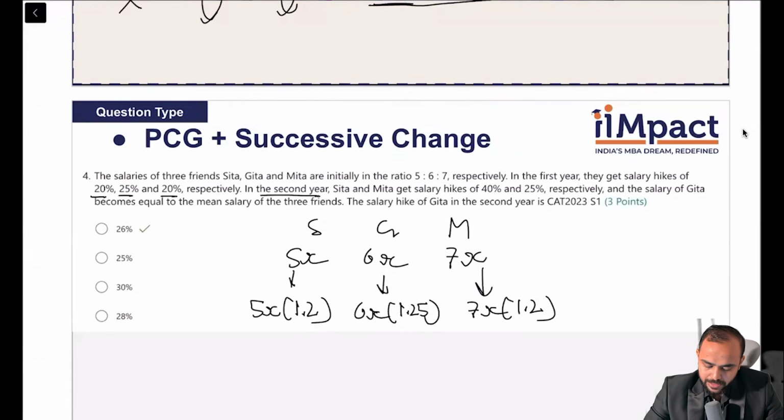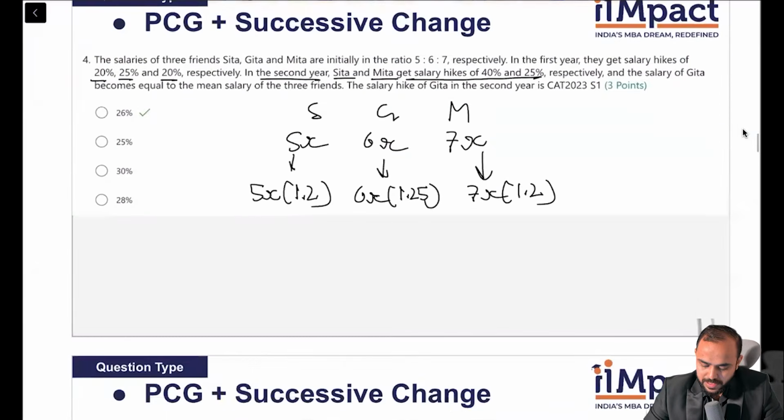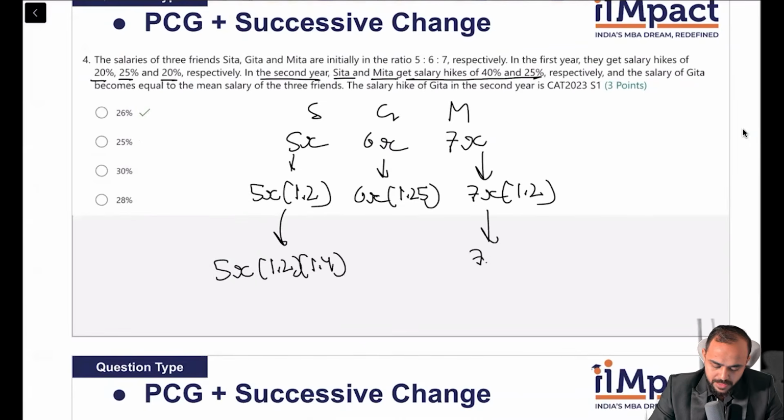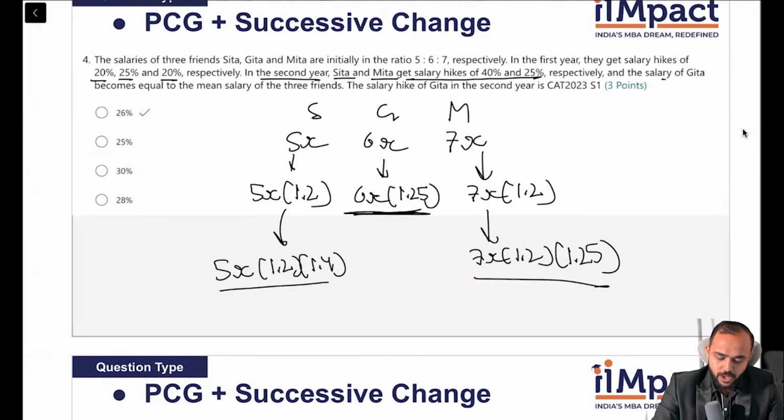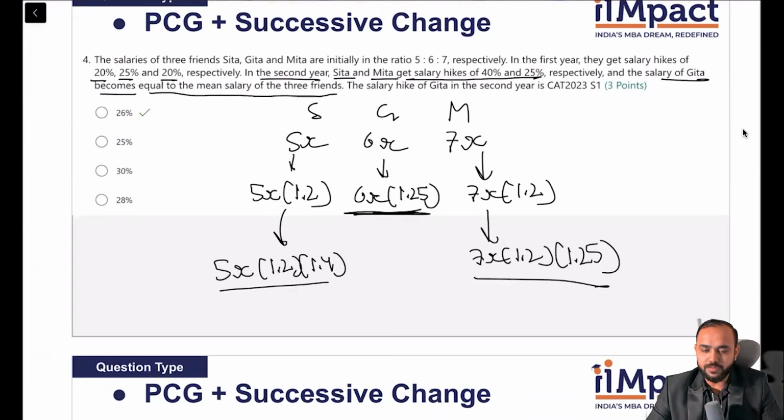In the second year, Sita and Meeta get salary hikes of 40 and 25. This is your successive change. This becomes 5x into 1.2 into 1.4, and this becomes 7x into 1.2 into 1.25. Now they are saying that Geeta's value is the mean of this. Salary of Geeta becomes equal to the mean salary of the three friends.